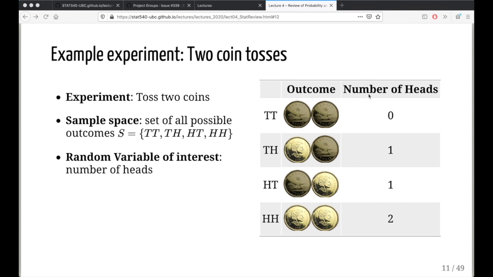So in that case, instead of number of heads, we would have whether or not the outcome was the same on both coins. So that would be a 1. If we're encoding this as a 1 or 0, there would be a 1 for the first outcome. That would be a 0 for the middle 2, since the outcomes are different on each coin, and that would be a 1 on the last outcome, since the outcomes are the same. But for this example, we're going to go forth with the number of heads.